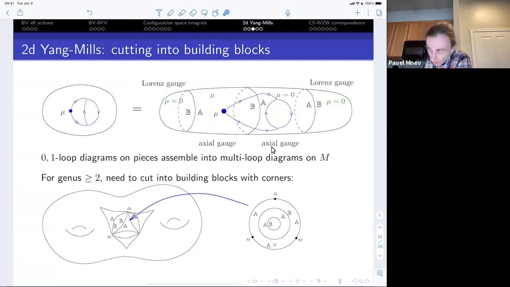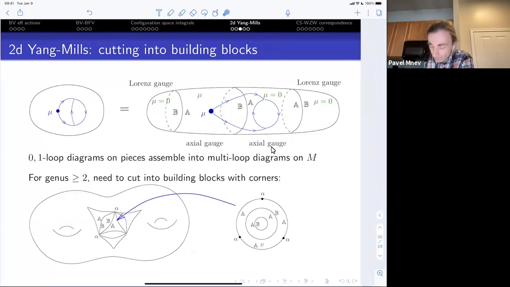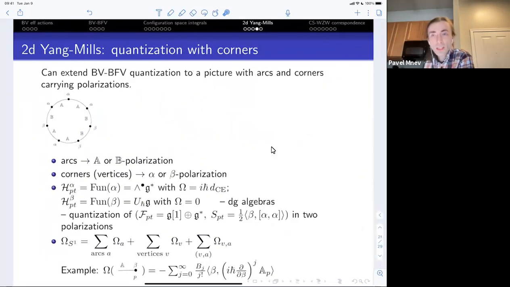And these polygons themselves are assembled out of essentially those disks, B disks, and the special cylinders that also appeared here. And in this context with corners, there's also a polarization carried by the corners, either A fixed or B fixed, which I denote alpha or beta polarization. So the arcs are assigned A or B polarization, and corners or vertices are assigned alpha or beta polarization. So you have spaces of states also for corners.